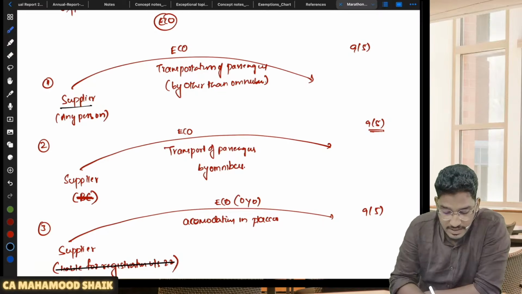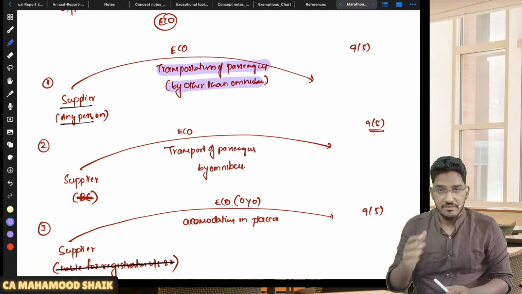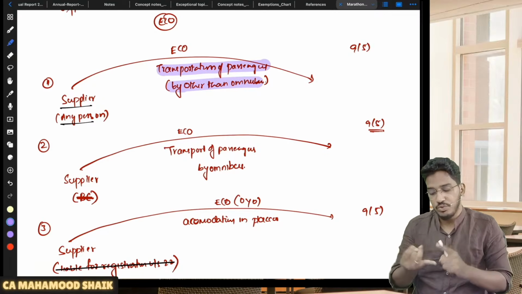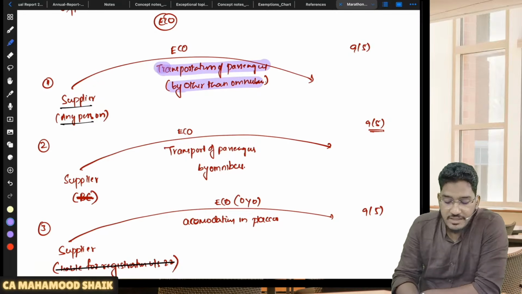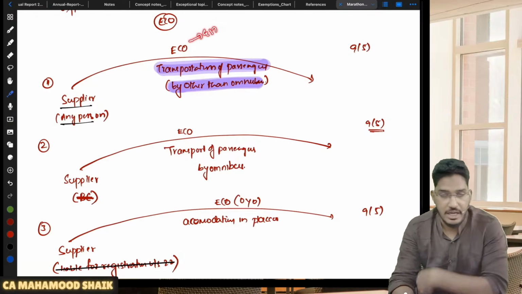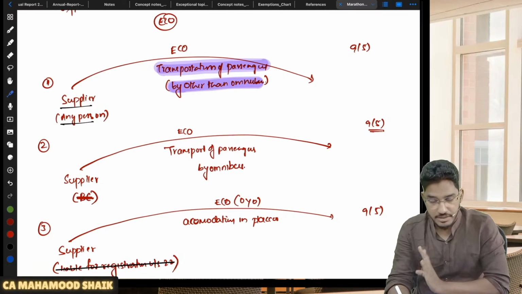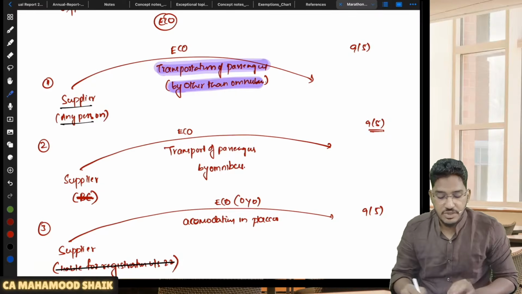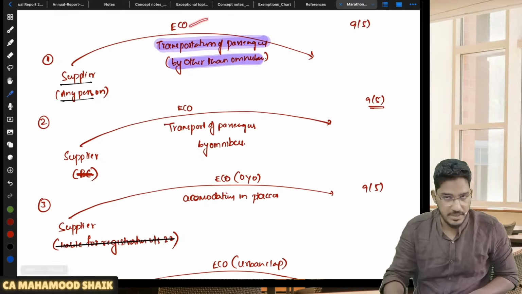First one, if you see here, the supplier could be any person, if they are providing the services of transportation of passengers by other than omnibus, that is, through cab, two-wheeler, whatever it is, through the e-commerce operator, in that case the e-commerce operator only will pay the amount of GST. Anyhow, the e-commerce operator will not pay it from the pocket. They will collect it from the recipient only, and they will make the payment to the government. So the first service notified under 9 subsection 5: any supplier providing the services of transportation of passengers by other than omnibus, the e-commerce operator will pay the amount of GST.